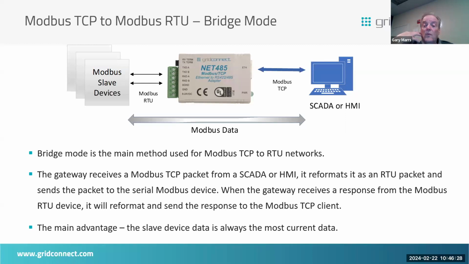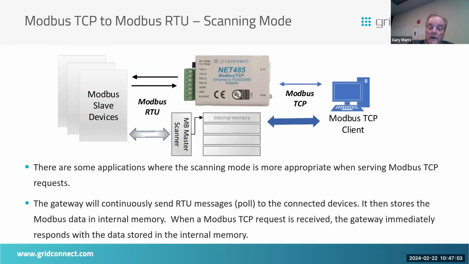One thing that is notable about this mode is that it takes a little longer for the Modbus TCP client to get the response back, because it goes through the gateway. The gateway has to send the request to the slave, and then it takes a little time for that slave to respond back, and then that data to get back to the Modbus TCP client. The main advantage of bridge mode is that the slave device data is always the most current data. You'll see that compared to the next mode.